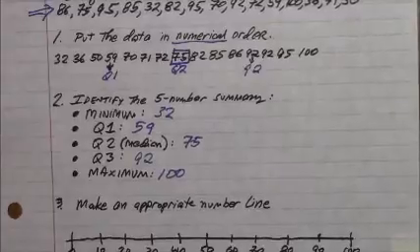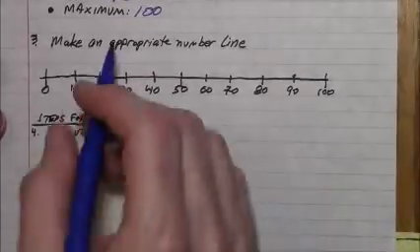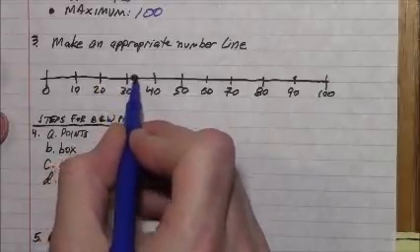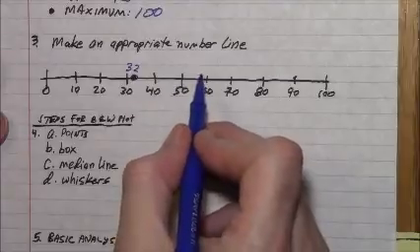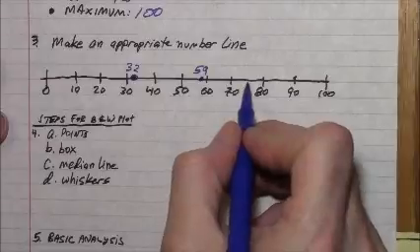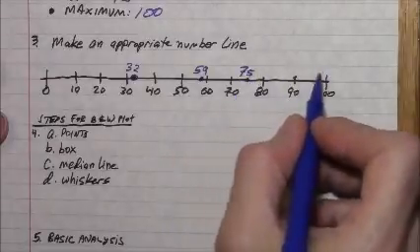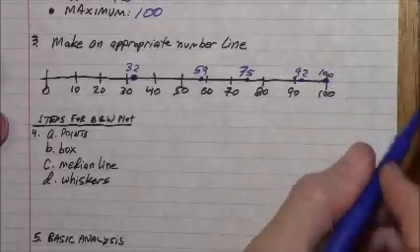All right, now let's put them on a number line. I have set up a number line here, and let's actually show where they are. 32 would be approximately here. 59 is approximately here. Doing this will help me with making the box and the whiskers later. 75 is approximately here. 92 is approximately here, and of course 100 is here.